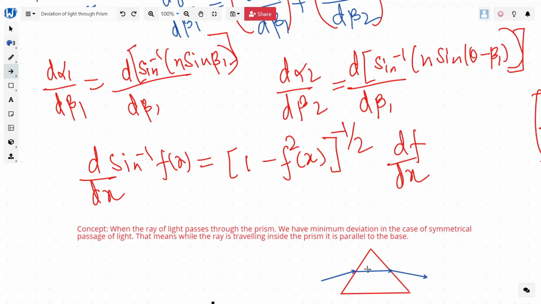This ray of light when passing through it has to be symmetrical, and this one has to be parallel with the base. That is all this is about, right? So in that case, you have minimum deviation. When this ray is parallel to the base, we have a minimum deviation.